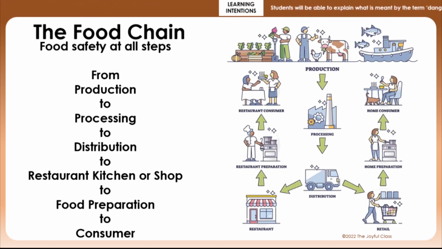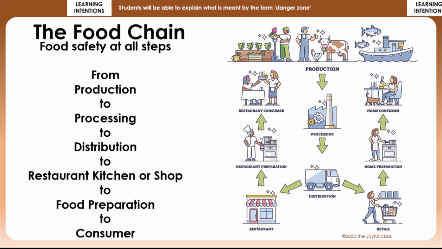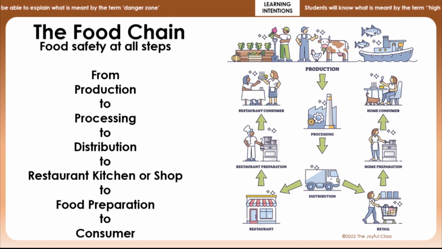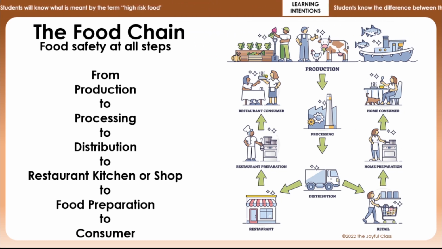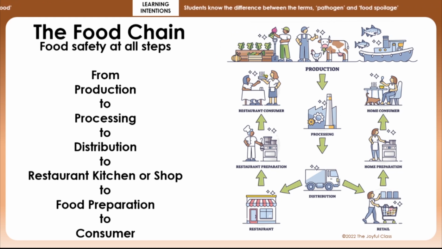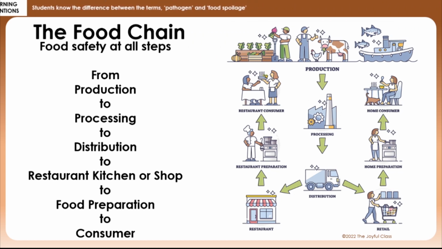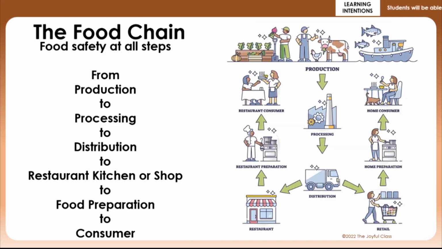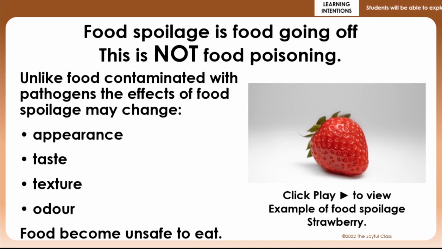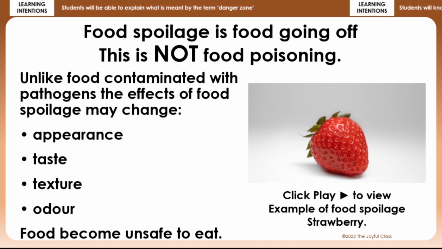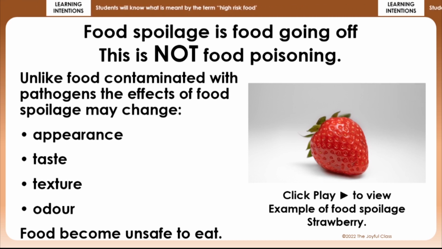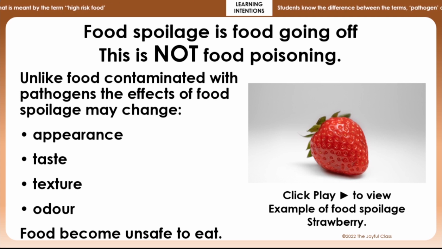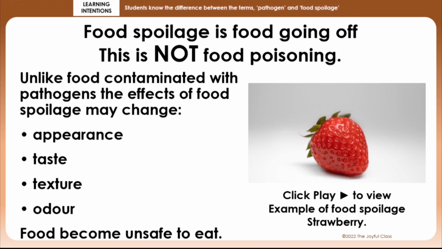And there should be food safety at all steps, from production to processing to distribution to the restaurant kitchen or shop, and to food preparation and to the customer. Food safety should be at all steps. Food spoilage is food going off. This is not food poisoning. Unlike food contaminated with pathogens, food poisoning bacteria, the effects of food spoilage may change the appearance, taste, texture, odour of food, and then they become unsafe.